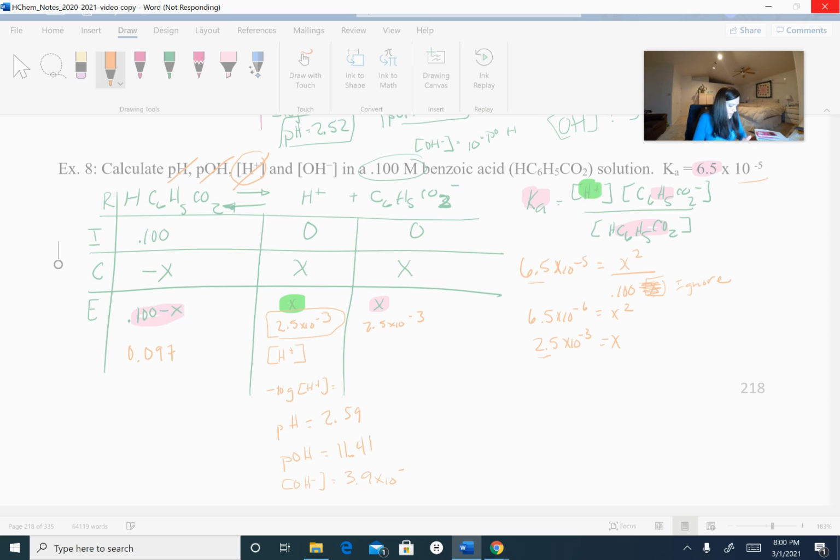So I've been able to find all of that data just from figuring out the ICE chart or the RICE chart, whichever one you want to call it, and using some algebra. Hopefully these RICE or ICE charts give you an idea of why the quadratic formula was actually invented. For stuff like this is why the quadratic formula was actually derived.